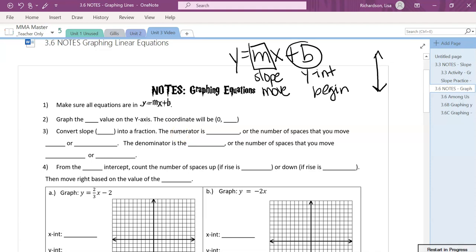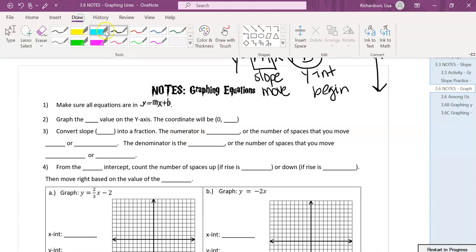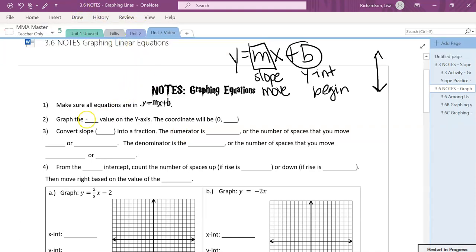So in order to graph, the first thing you're going to do, we're going to fill in the blank notes in. The first thing you're going to do is graph the B value on the y-axis. The coordinate will be 0, B. Then you're going to convert the slope, the m, into a fraction. The numerator, the top number, is the rise, or the number of spaces that you move up or down.